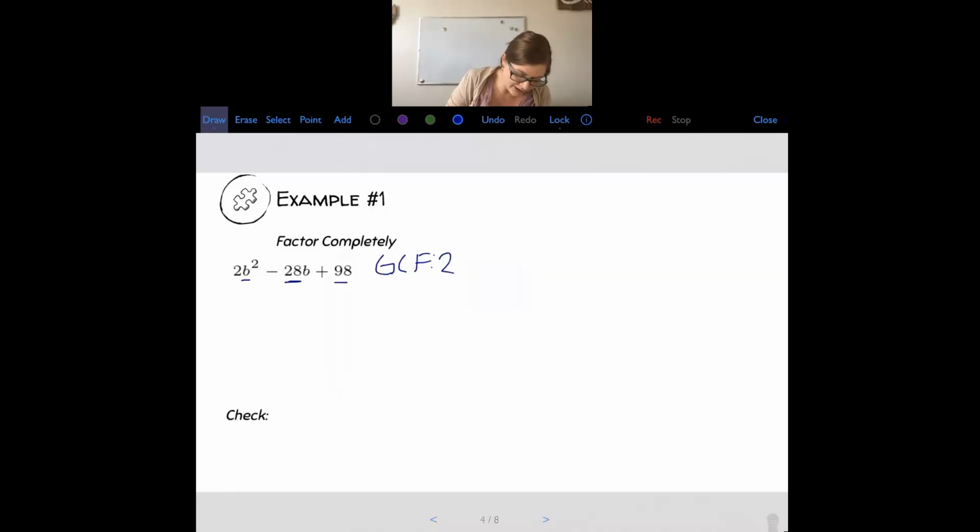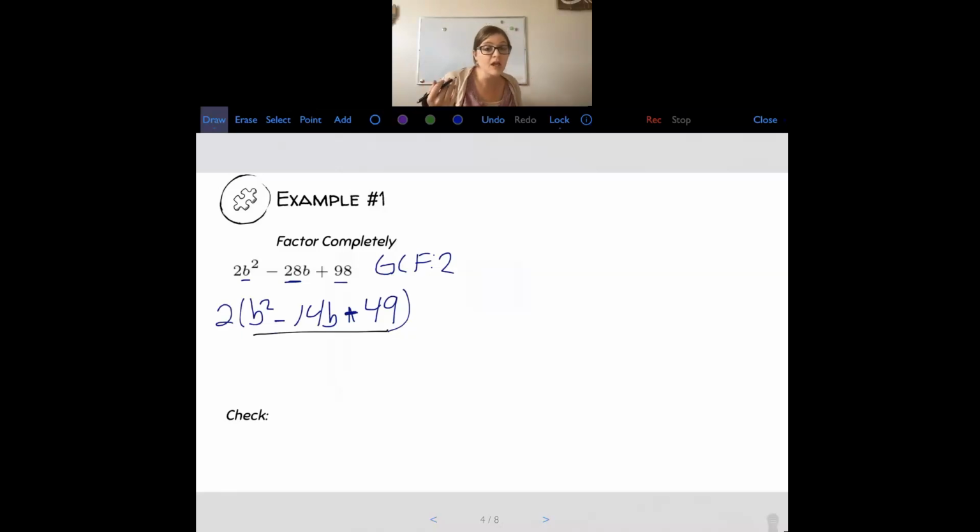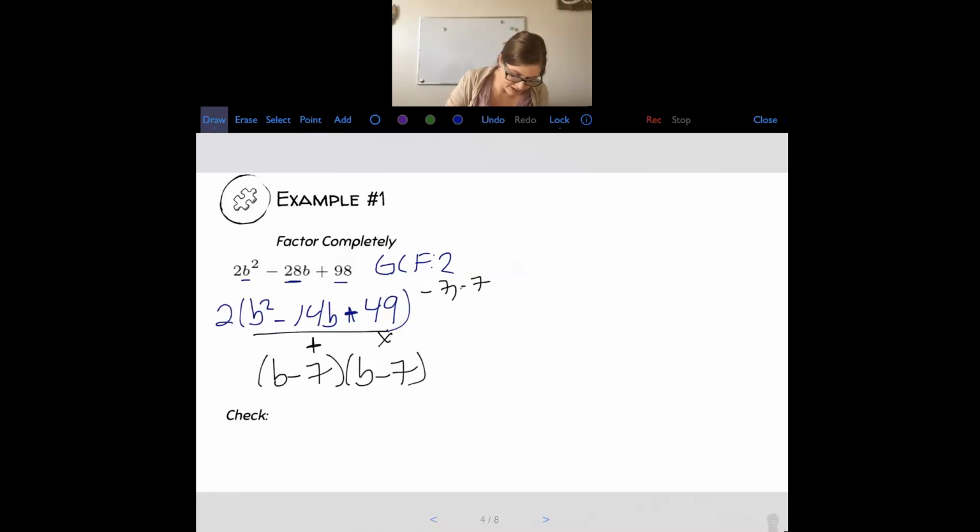If we take a 2 out of all of our terms, we're left with b squared minus 14b plus 49. Then we look at what we have left in the parentheses. Can we factor this anymore? We would be looking for two numbers that multiply to positive 49 and add together to negative 14, which would give us negative 7 and negative 7. So b squared minus 14b plus 49 factors to b minus 7 times b minus 7, and we still have a 2. Or you can write this as 2 times b minus 7 squared.